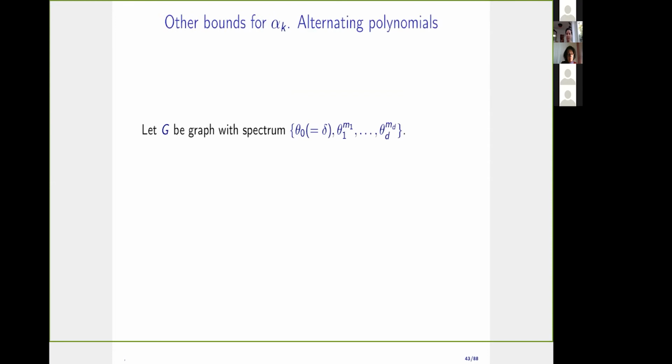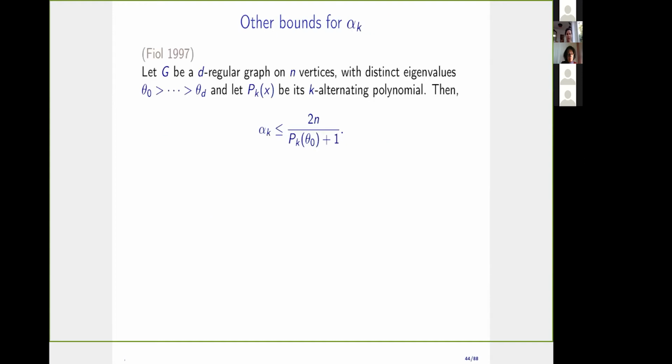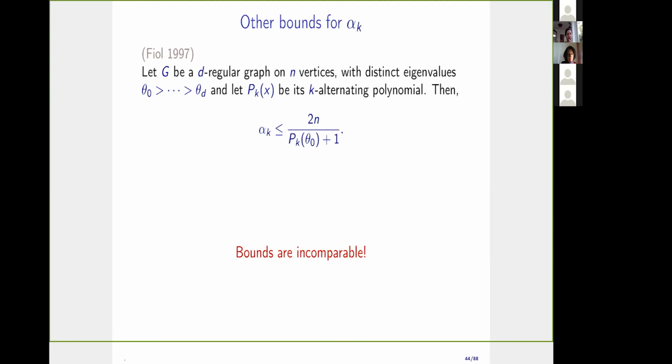There are other bounds also. I mentioned a bound by Fiol using the so-called alternating polynomials. I think Fiol introduced these polynomials in his paper. Actually, they are the output of some optimization, some linear program method he uses. And they're just a specific family of polynomials that behaves very nicely, like orthogonal polynomials. And then what he does is find these bounds that depend on p_k, on these alternating polynomials. So obviously this p_k comes from an optimization problem. This bound is quite good in general. In general, obviously these bounds are incomparable: his bound, given a spectrum, finds the best polynomial.